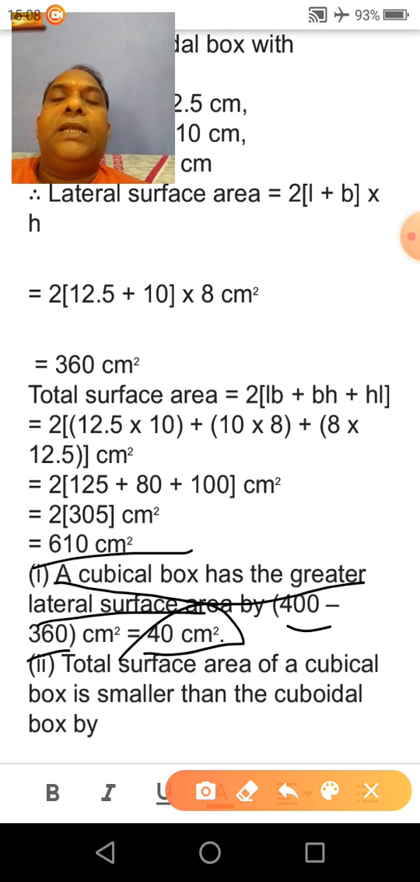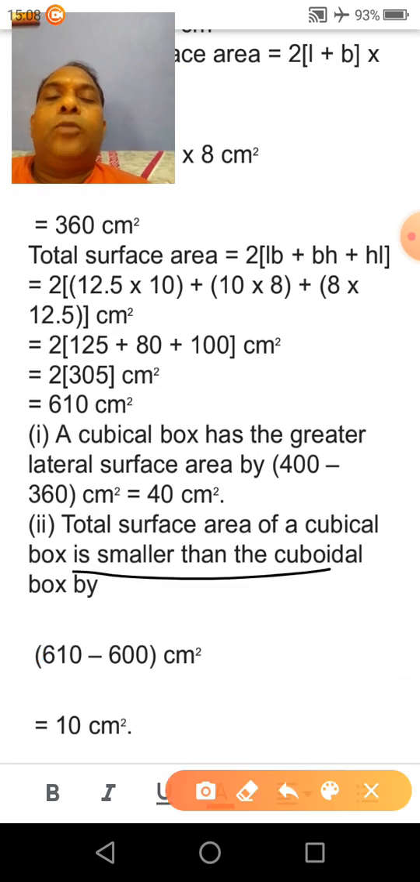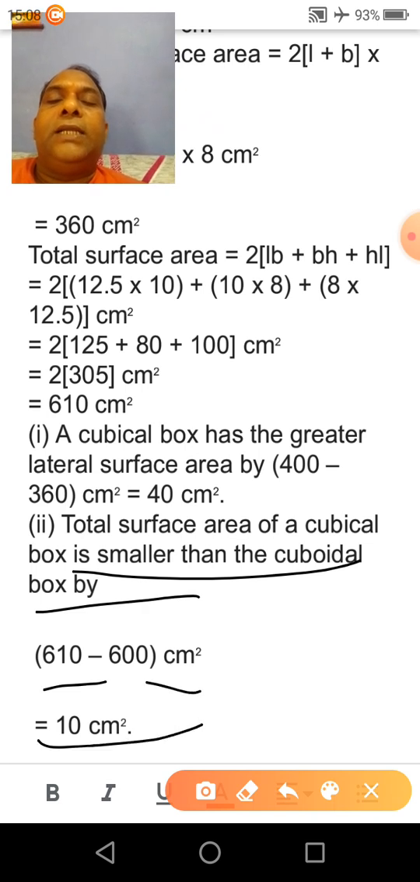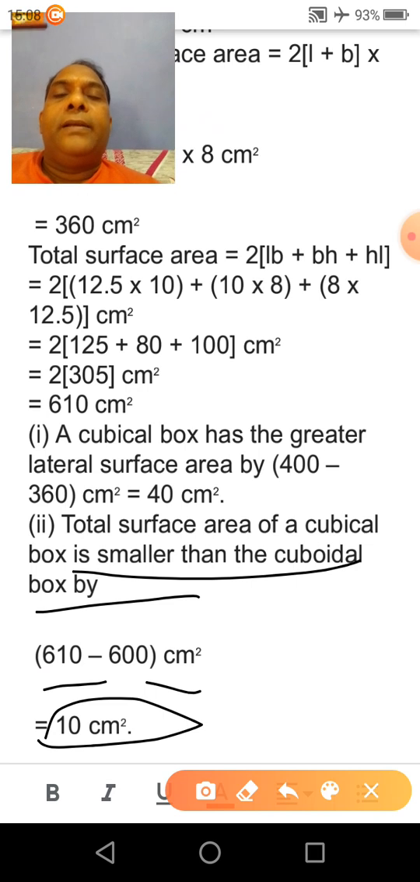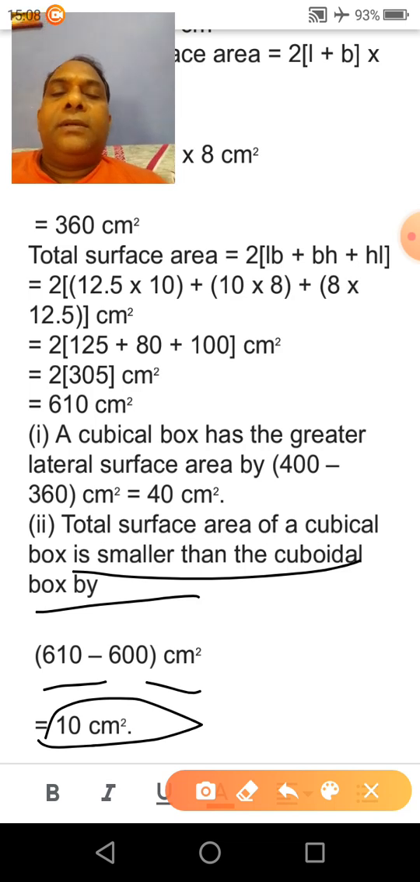So first part, cubical box has the greater lateral surface area by 400 minus 360 is equal to 40 centimeter square, and total surface area of cubical box is smaller than the cuboidal box by 610 minus 600 centimeter square is equal to 10 centimeter square. Clear? Because in this question we have to find lateral surface area of cubical box and cuboidal box and total surface area of cubical box and cuboidal box. Clear? Then we can compare whose area is greater and who is less.